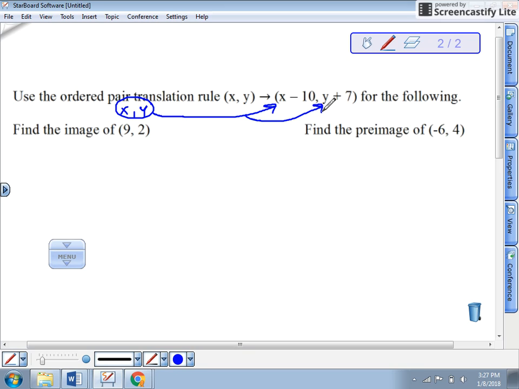So it's going to be 9 minus 10. Again, 9 came from right here. Then I'm going to plug that 2 in for Y. So that's going to be 2 plus 7. So the image, if I use that translation, would be 9 minus 10 is negative 1. 2 plus 7 is 9. So that would be the point. You just plug them in.